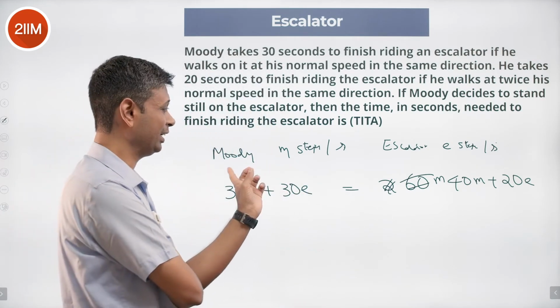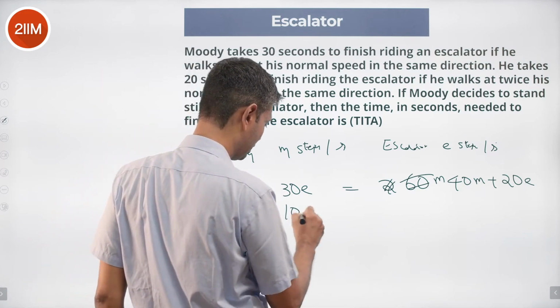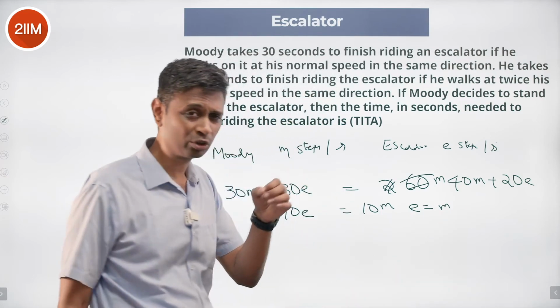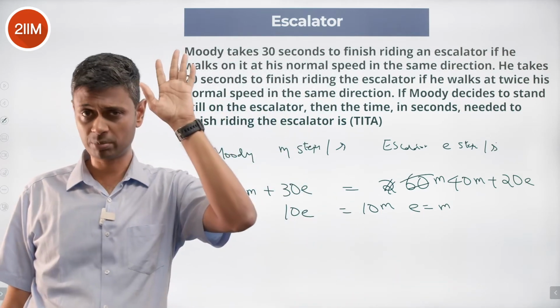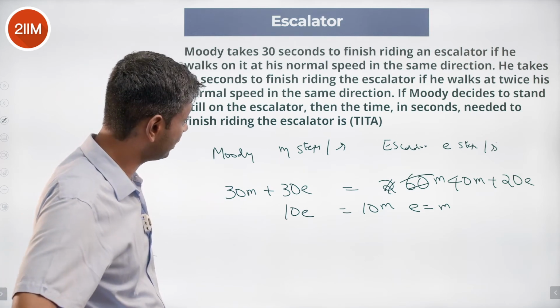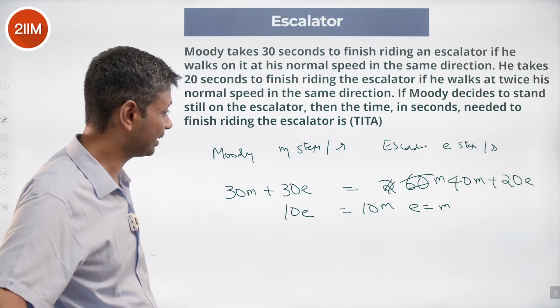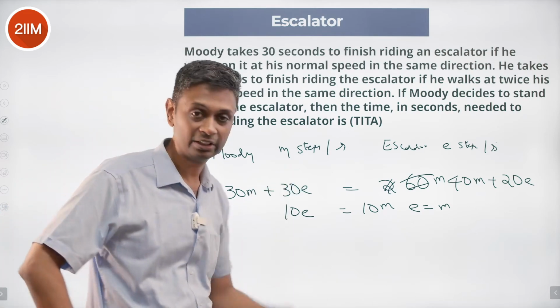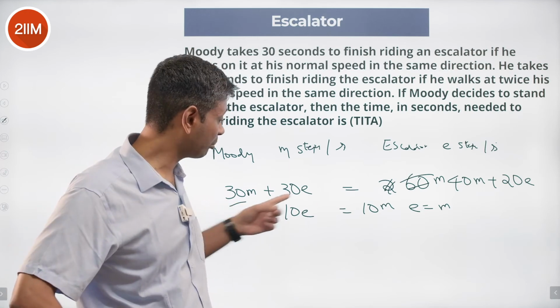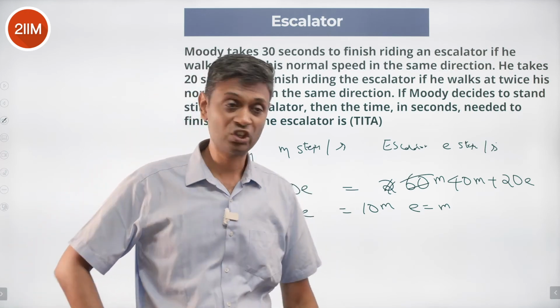Manipulate this, bring e this side, m that side. 10e equal to 10m, e is equal to m. Escalator's number of steps per second is equal to Moody's number of steps per second. If Moody decides to stand still on the escalator, the time in seconds needed for riding the escalator, total distance is 30m plus 30e. He goes to 0. That means this also has to be done by e. m was equal to e, 60 seconds. We're done.